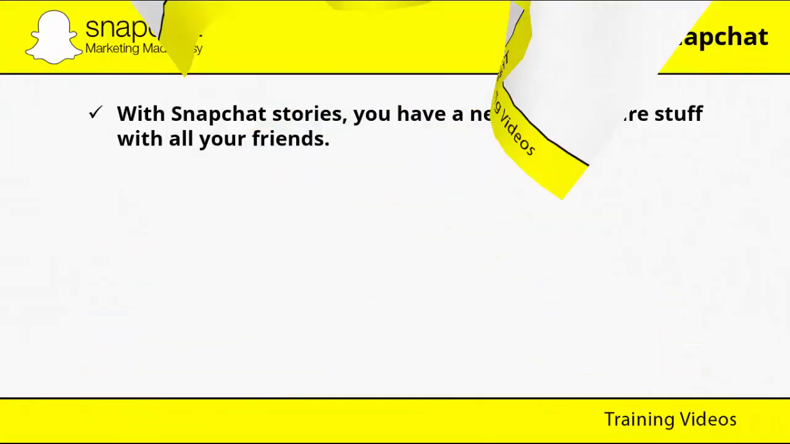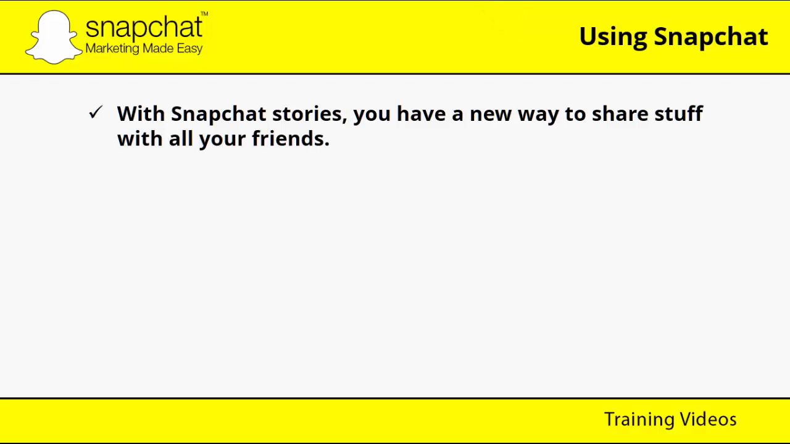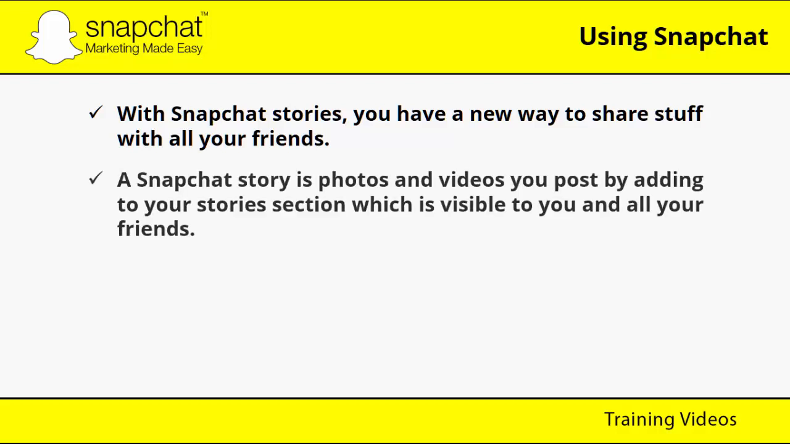Stories. With Snapchat Stories, you have a new way to share stuff with all your friends. These stories are a compilation of snaps that create a narrative. A Snapchat story is photos and videos you post by adding to your stories section, which is visible to you and all your friends. These snaps appear in chronological order with a beginning, middle, and end.